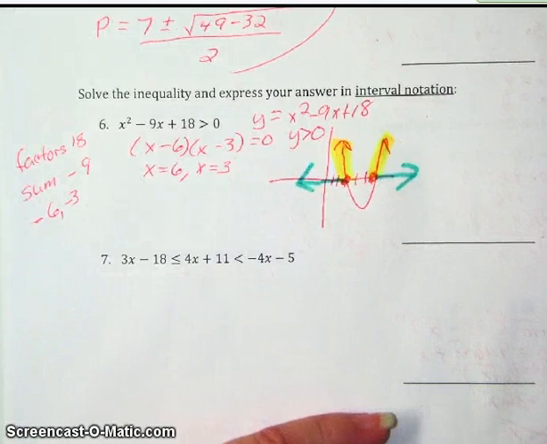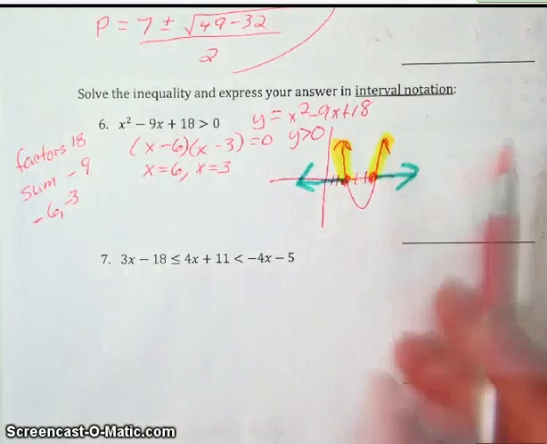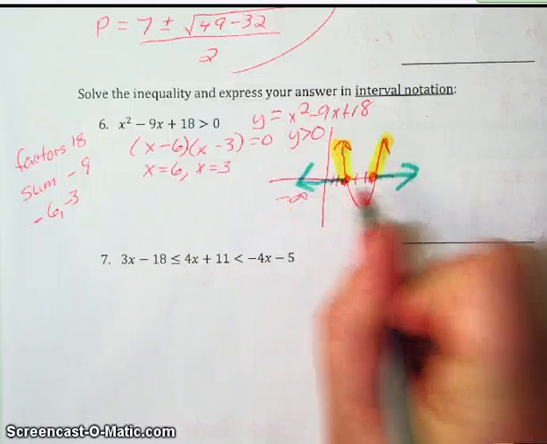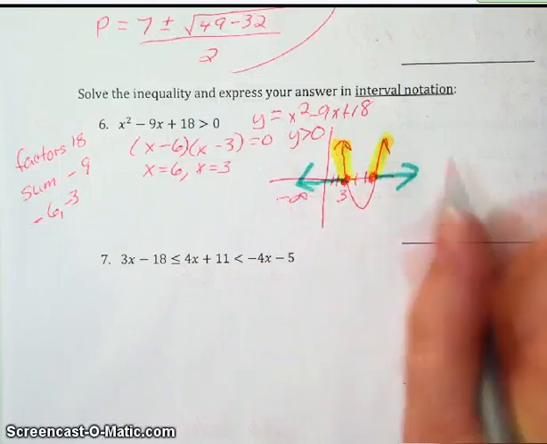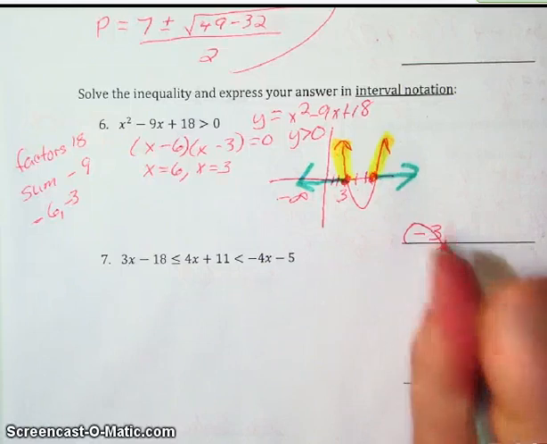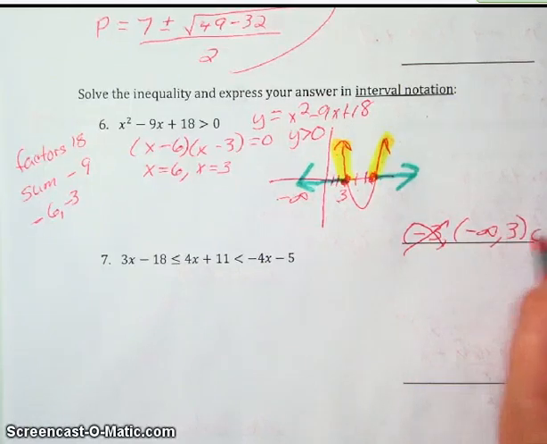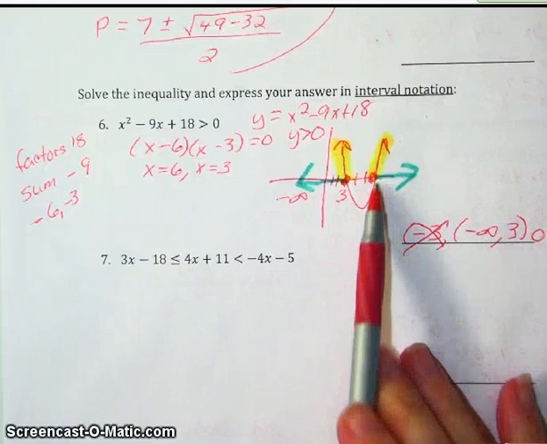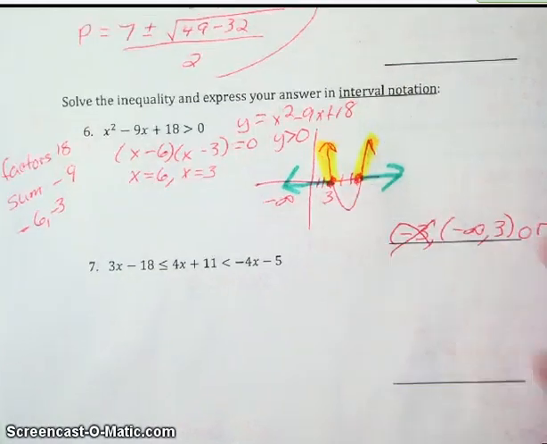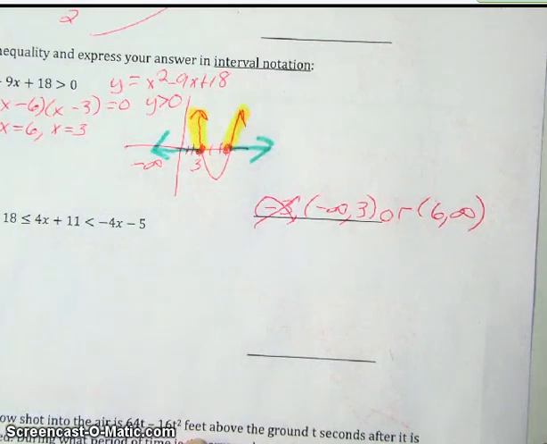All right, so let's put that into interval notation. So here I've got from negative infinity to 3. That's my first interval, negative infinity to 3, okay? Or, okay, then over here I've got from 6 to positive infinity. So that's my answer.